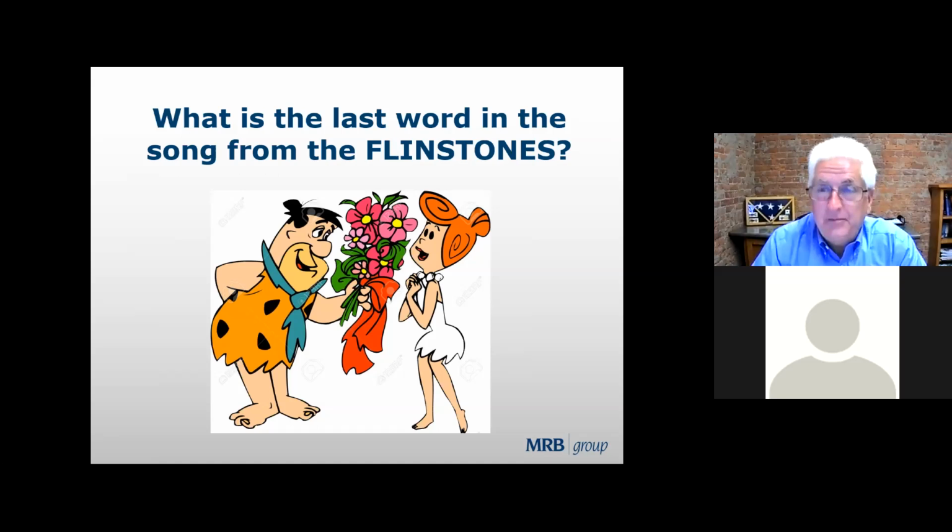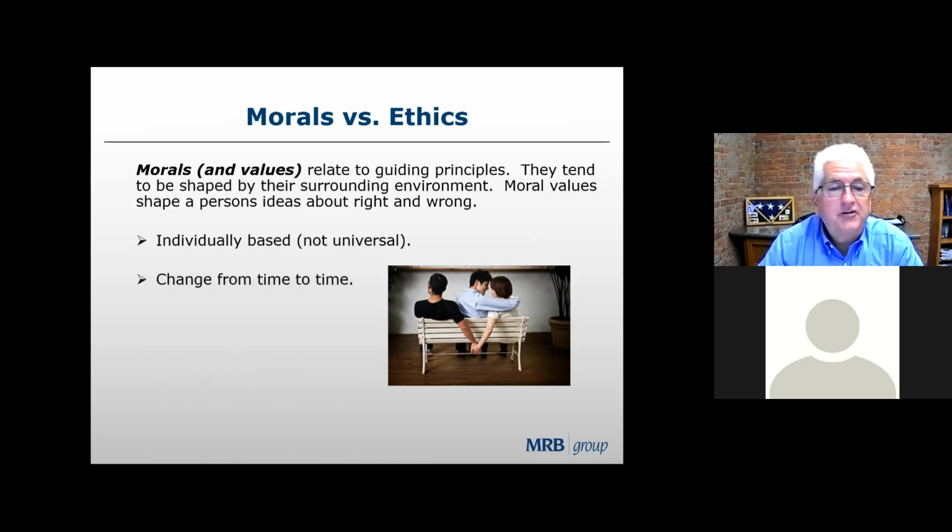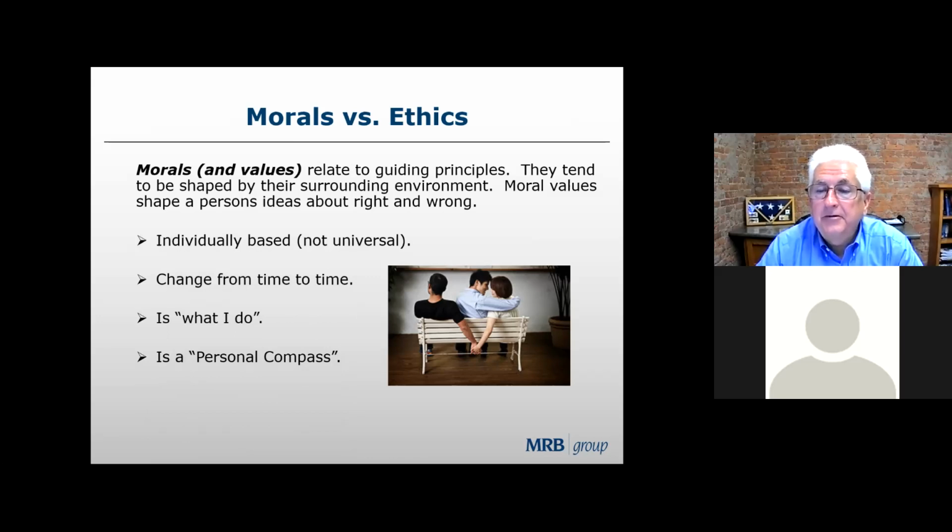All right. So in talking about morals and ethics, let's talk about the difference between the two. So morals, sometimes called values, relate to your guiding principles. They tend to be shaped by their surrounding environment. Moral values shape a person's idea about the difference between right and wrong. Morals and values are individually based. You and I each have perhaps a different set of morals and values based upon what our experiences are and what our background is. And the morals and values are not necessarily universal. Morals and values change from time to time based upon your feelings and your beliefs. A moral or a value is what I do. It's a personal compass, kind of guiding you for respect, integrity, honesty, and ethics.